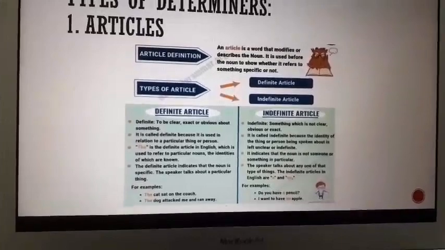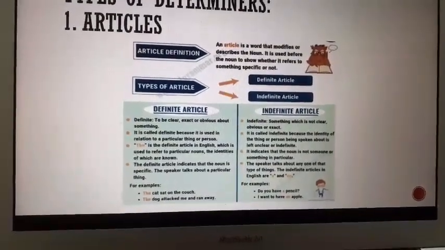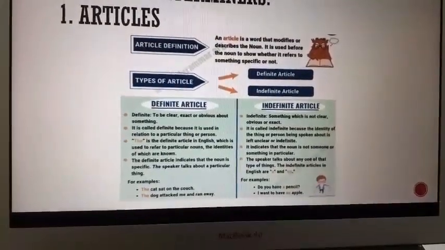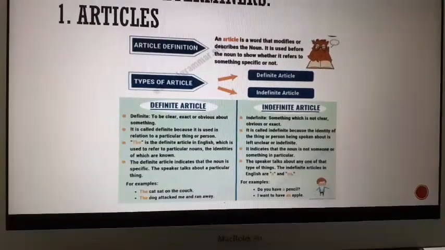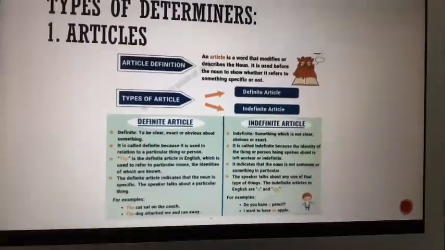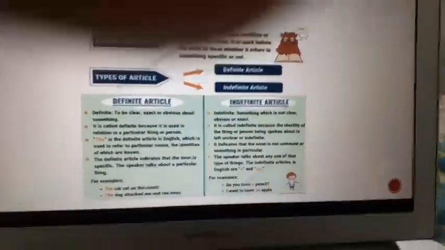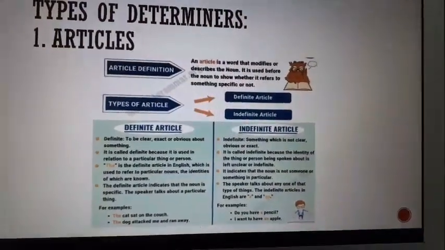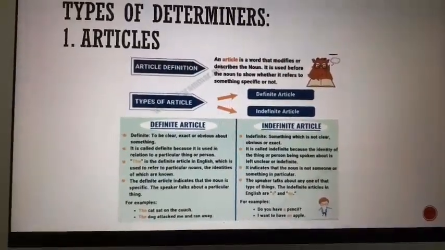So definite articles are used where we're talking about something specific. The cat sat on the couch. So I'm talking about a particular cat that sat on my couch. The dog attacked me and ran away. Again, I'm talking about a particular dog that attacked me and ran away. Now let's come to indefinite articles. It is used when we don't know something, when things are not clear or obvious or exact, right?